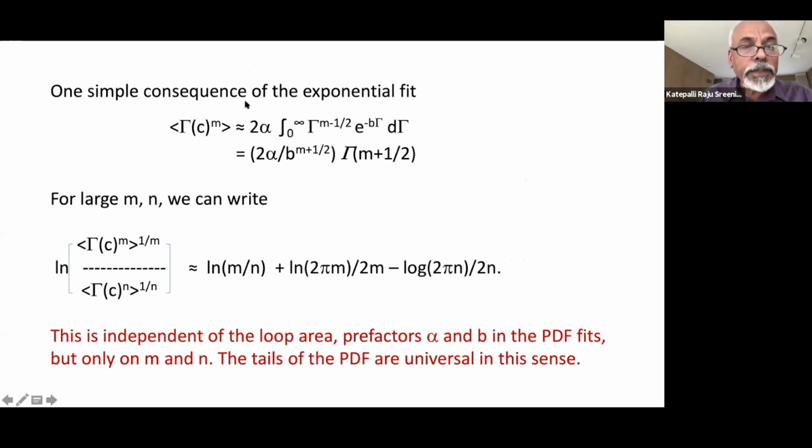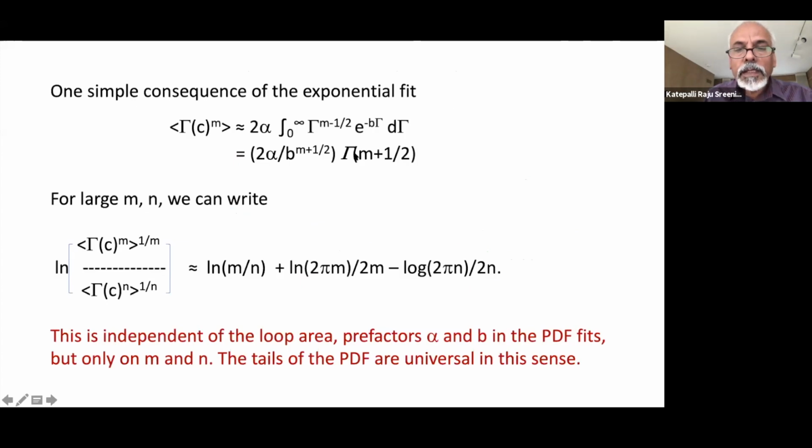Now, remember the fit that Sasha Migdal got for the probability density of the circulation. So use that expression to compute this gamma_C to the power m average value, and it's here.